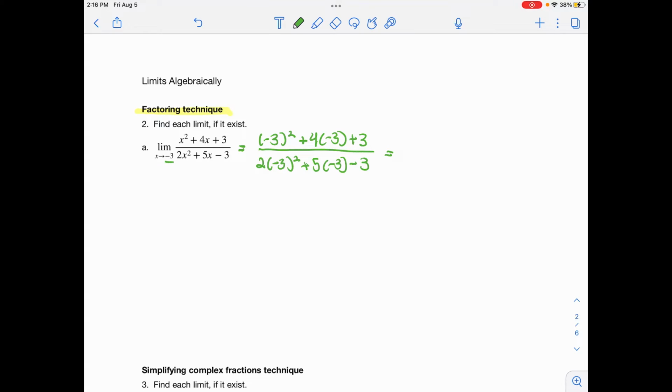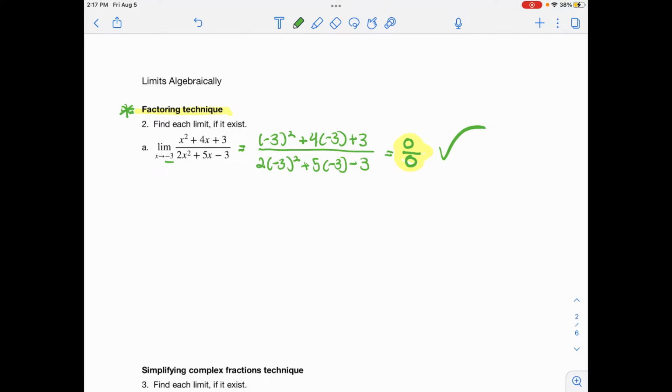Okay, so let's see. That's 9 minus 12, which gives us negative 3, plus 3, which is 0. And then we got 18 minus 15, which is 3. 3 minus 3 is 0. So notice that we have our indeterminate form here. And because that's the indeterminate form, that's our hint that we need to use this factoring technique.